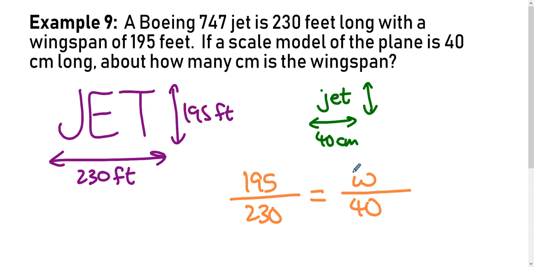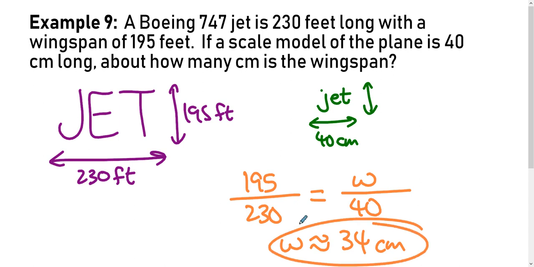And we can cross multiply like we did when we were young and get that the wingspan is about 34 centimeters. And that makes sense. The wingspan is almost as big as the length. This is a standard proportions question, so I would hope that you would know how to do that.